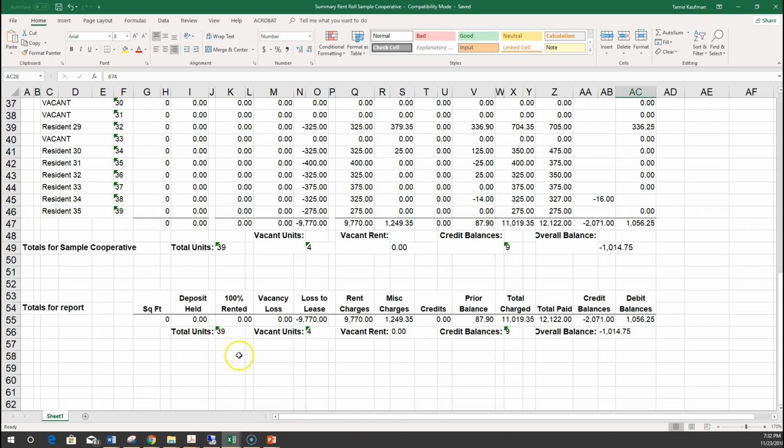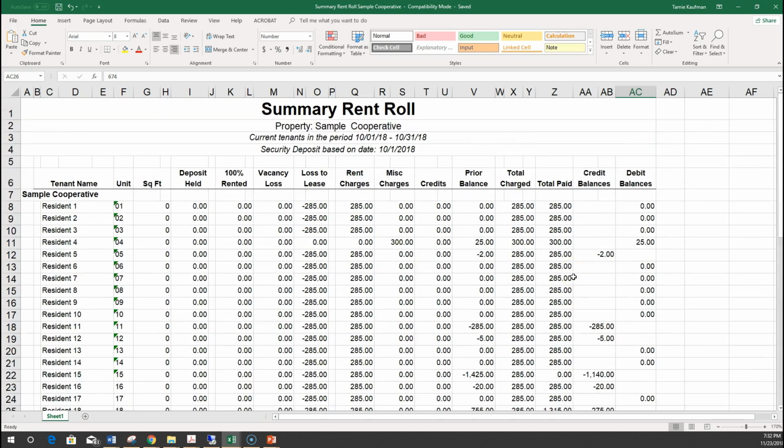The total for your reports are down here on the bottom. It's pretty much a summary of what's up here. So that's pretty simple of what a rent roll summary can do for you.